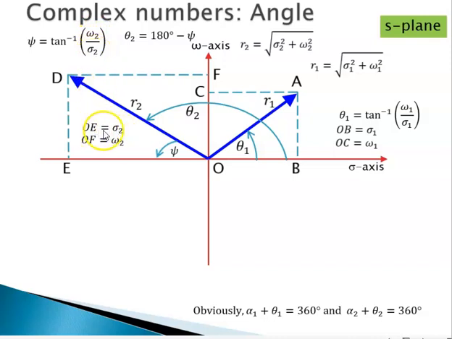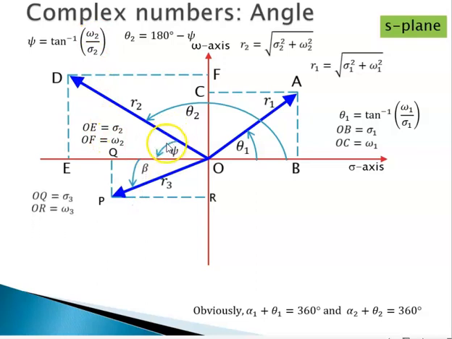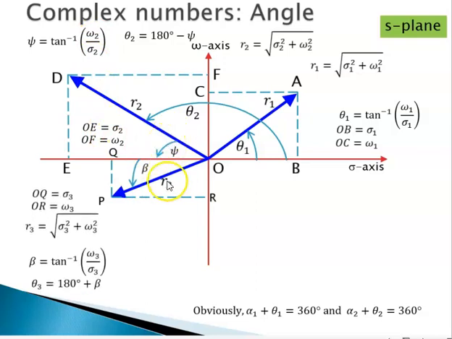Omega 2 is length OF, and sigma 2 is length OE. Find what this psi is. 180 minus psi is your angle theta 2. You need to remember this very clearly. Instead of blindly saying tan inverse of minus omega 2 over sigma 2, it's a good idea to compute this angle and subtract it from 180.